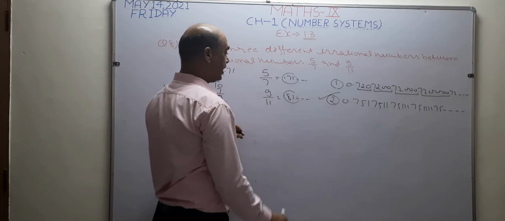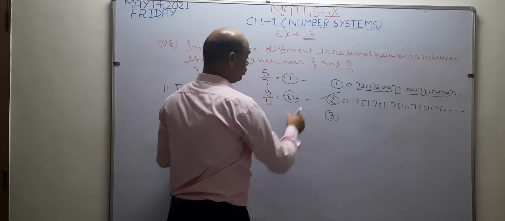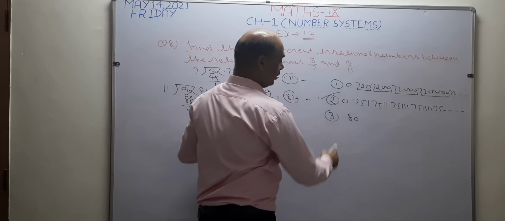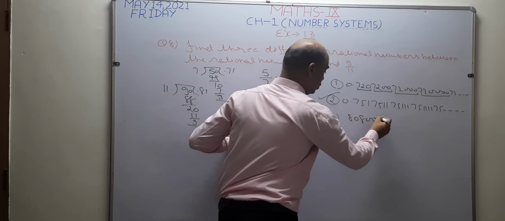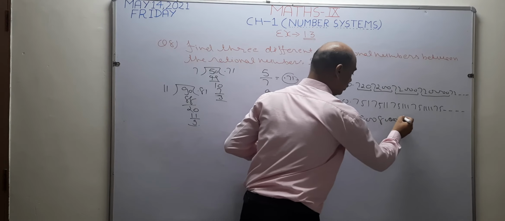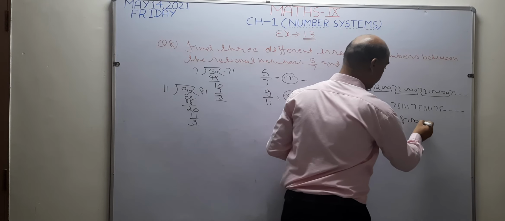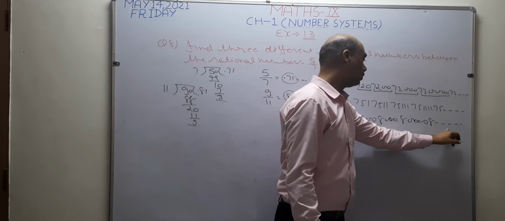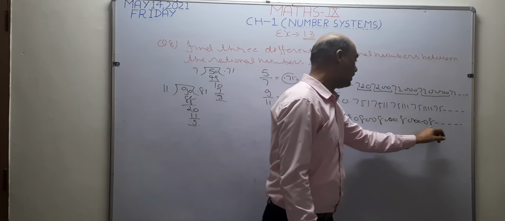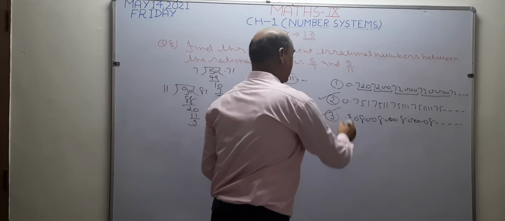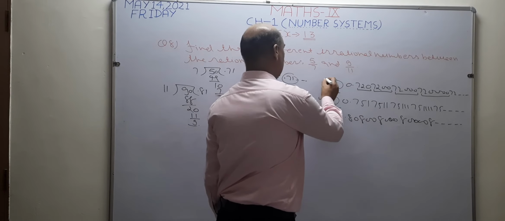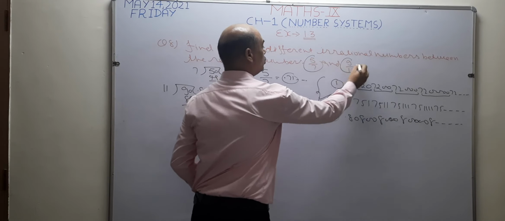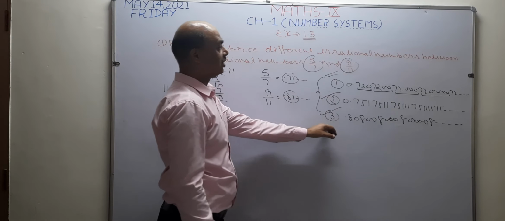After that I want to take a new number between these two numbers. I want to take 0.80. 0.80 can be written as 20, 30 and 40 and so on. Since this is also non-terminating and non-repeating, this is known as an irrational number. Now these three are examples of irrational numbers which lie between these two given rational numbers. This is your answer.